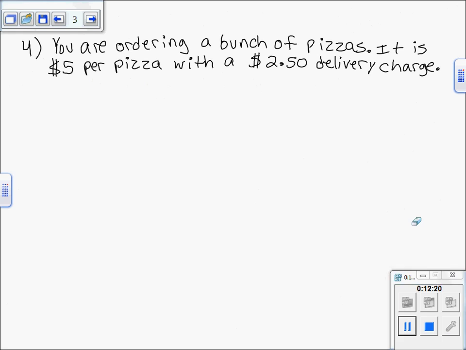Okay, in this example, let's pretend that you're ordering a bunch of pizzas, whether it be for a party, a reunion, maybe you're rewarding all the 7th graders, whatever it may be. You're ordering a bunch of pizzas. Well, you call the pizza place, and they tell you that it's $5 per pizza, and that will be a $2.50 delivery charge. So no matter how many pizzas you order, they're going to add on $2.50 to cover things like gas and insurance that they have to have on their drivers. So remember, that's not the same thing as a tip. So now let's see.